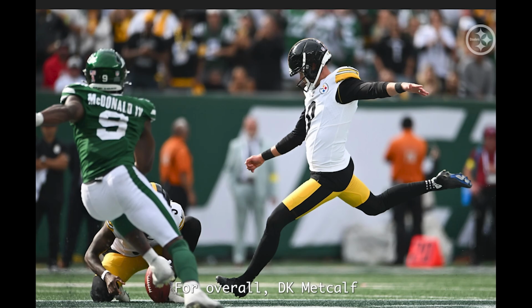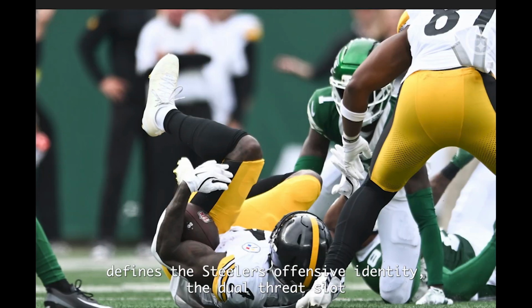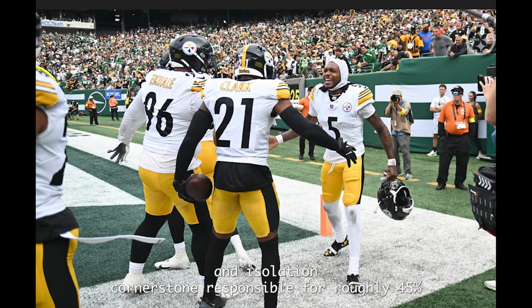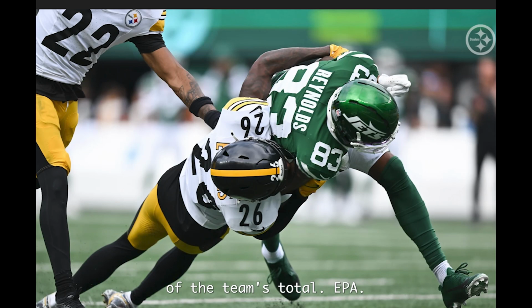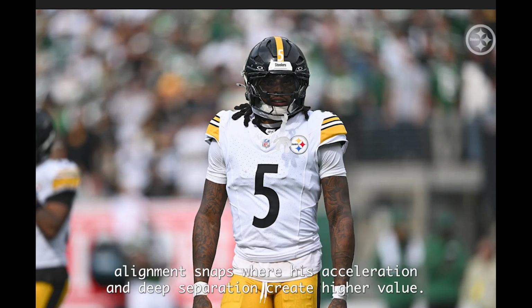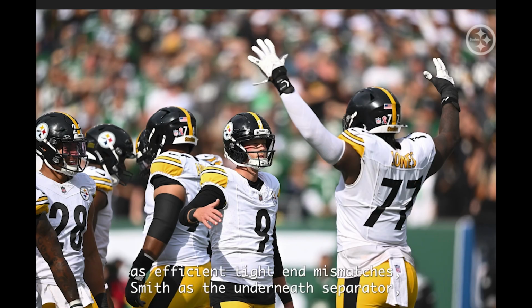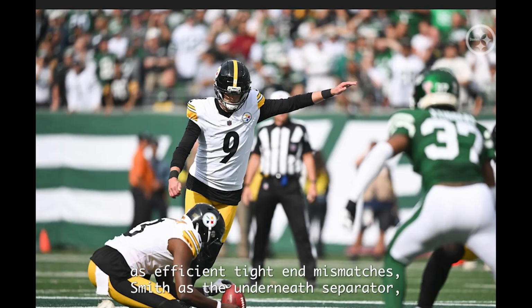Overall, DK Metcalf defines the Steelers' offensive identity, the dual-threat slot and isolation cornerstone responsible for roughly 45% of the team's total EPA. Calvin Austin III should see more wide alignment snaps, where his acceleration and deep separation create higher value. Jonnu Smith and Darnell Washington complement the system as efficient tight end mismatches.